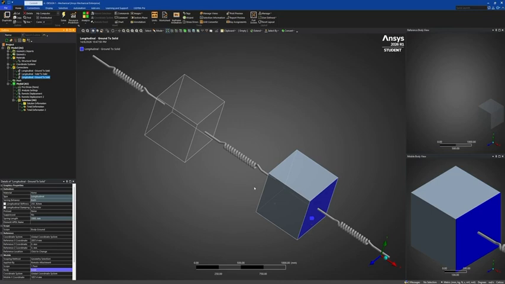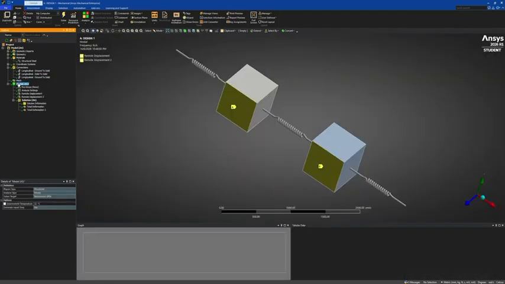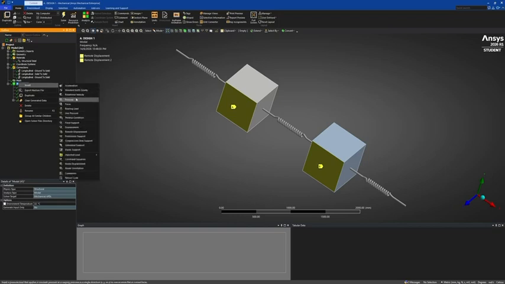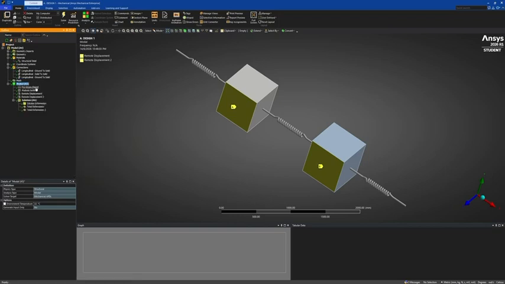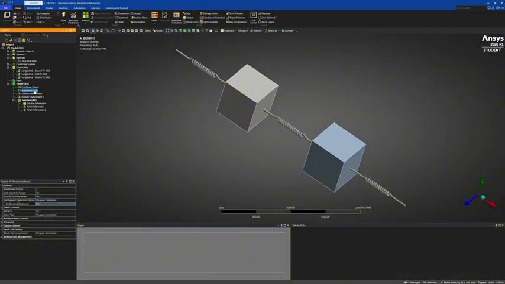So then we generate the mesh. Then we set remote displacement, with only the X component free and the others fixed at 0. Then we go to analysis settings, where we set the maximum modes to 2. Then we solve and we get, for design 1, the natural frequencies.